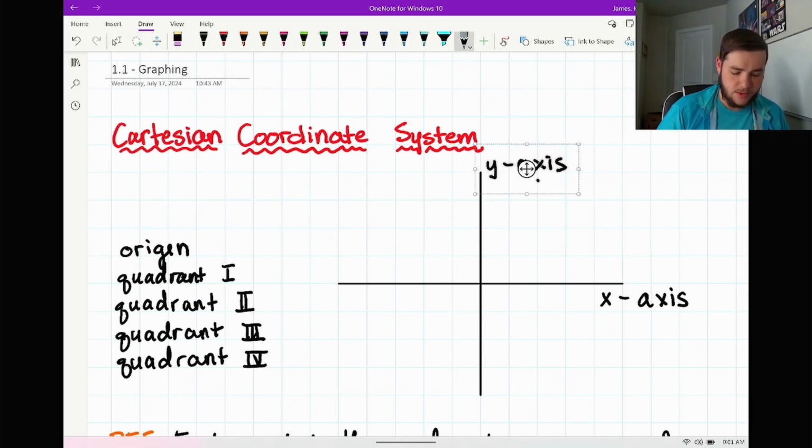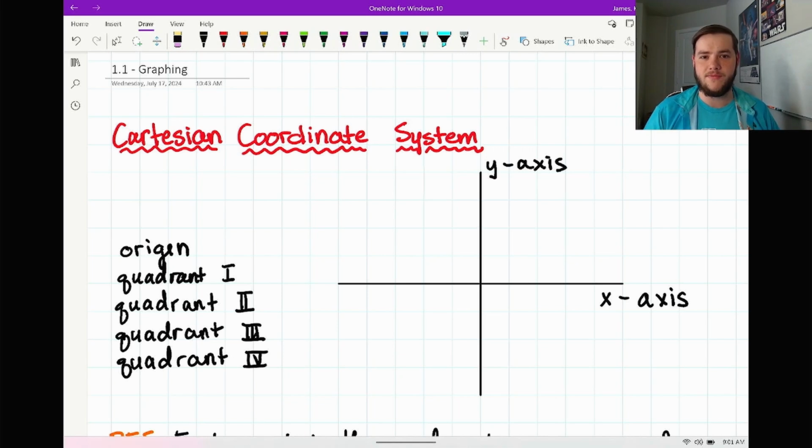The story goes for how this coordinate system was invented that René Descartes, that's the philosopher that this coordinate system is named after, was really lazy one morning and was looking up at the ceiling and saw a fly on the ceiling. And he wondered if there was some way he could describe to somebody outside the room exactly where the fly was on his ceiling without them being able to see it.